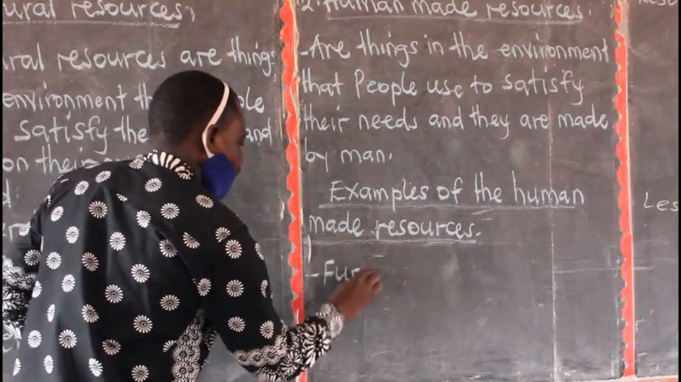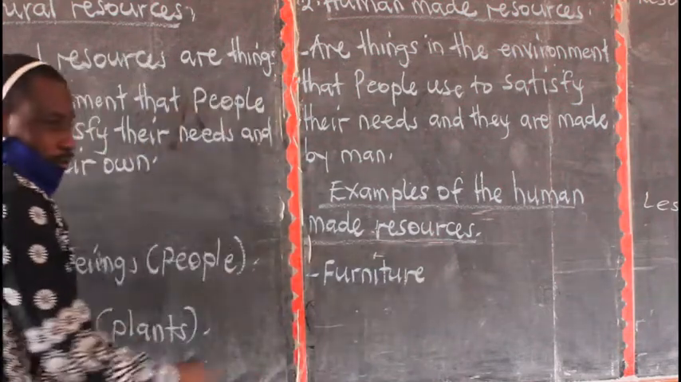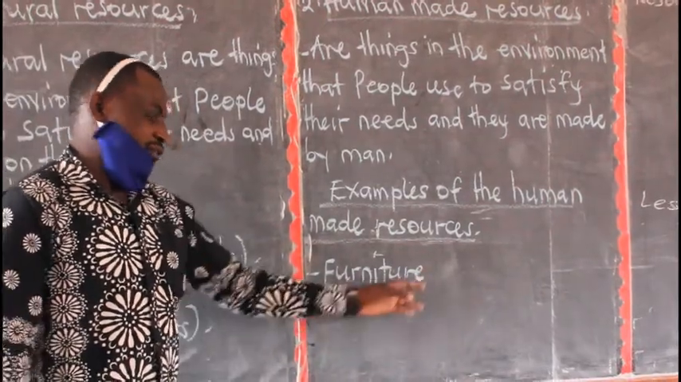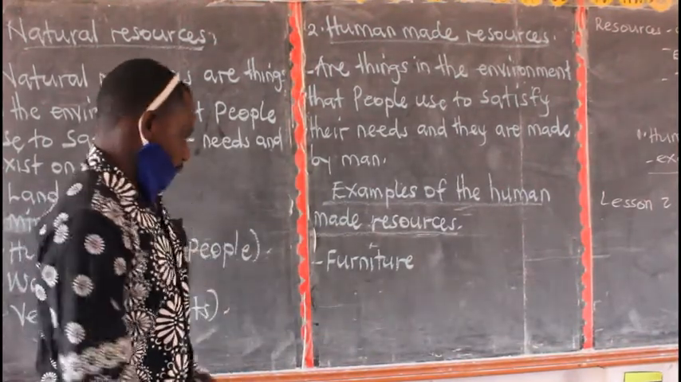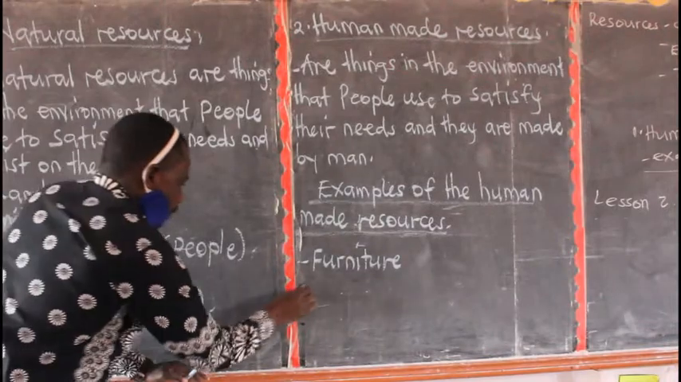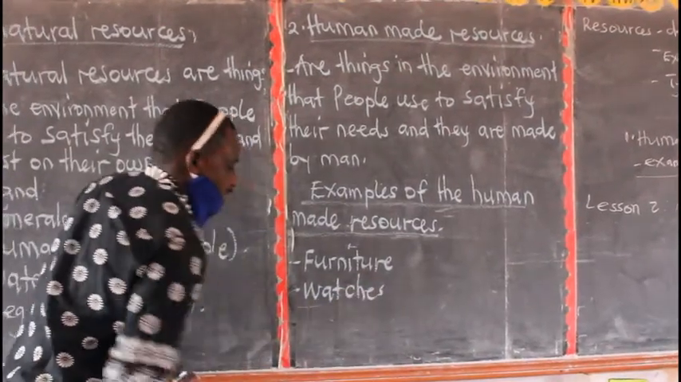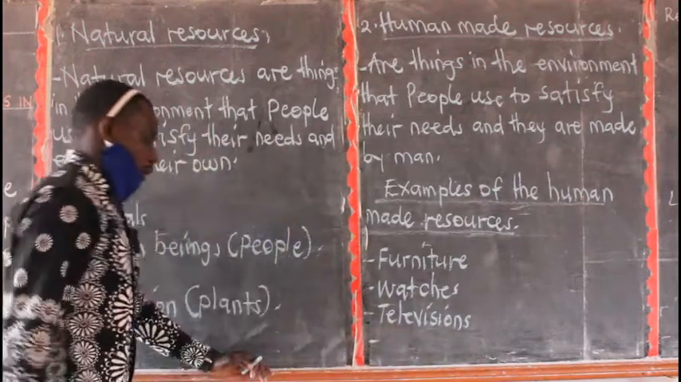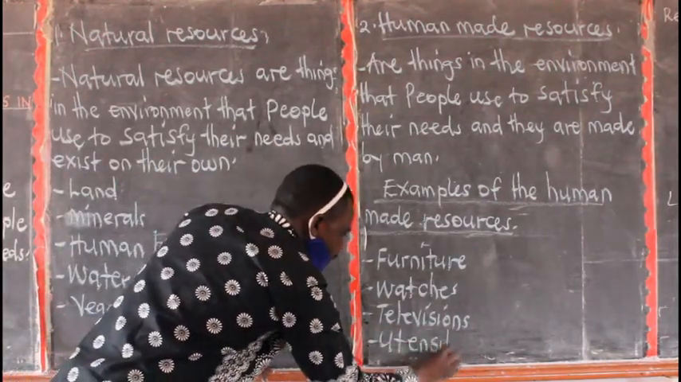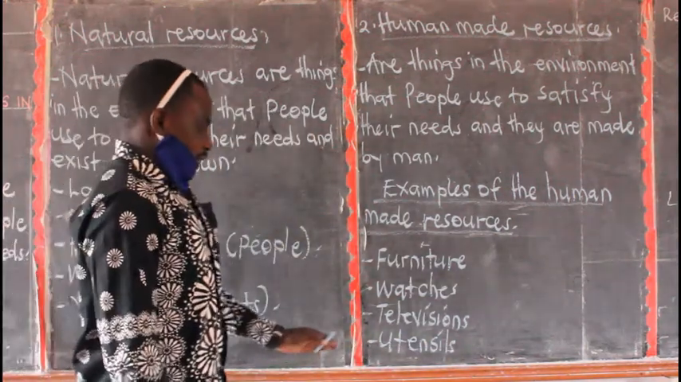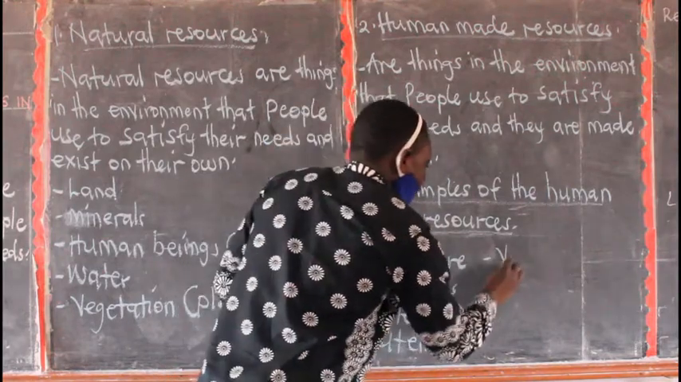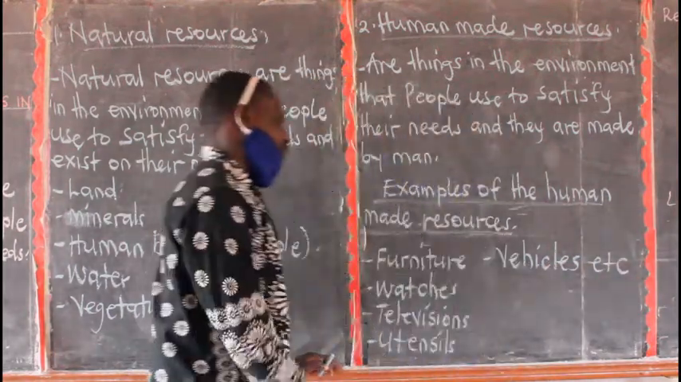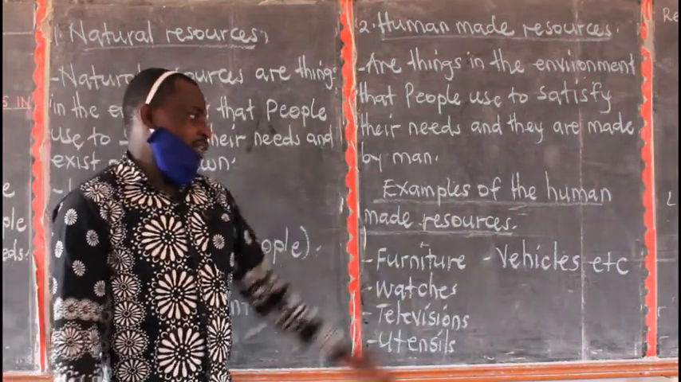One, we have furniture. What can you give as examples of furniture? Under furniture, you can talk of chairs. We have the tables. We have the stools. Then our second example, we have the watches. We also have televisions. We have the utensils. Then we can also give vehicles. So these are some of the examples of things that are made by people, and we are using them to get our needs.